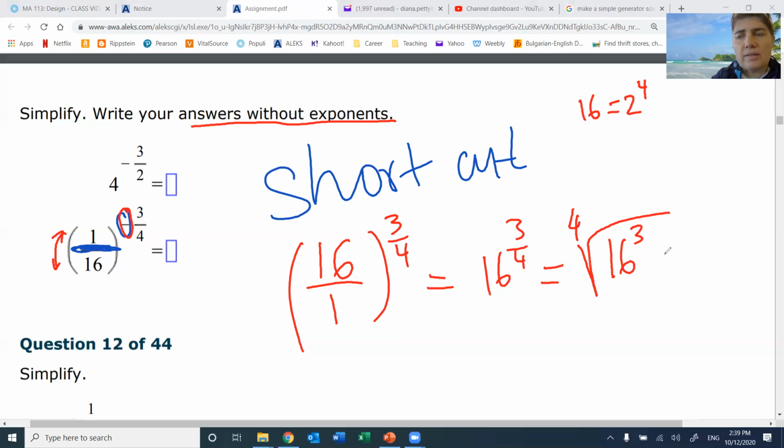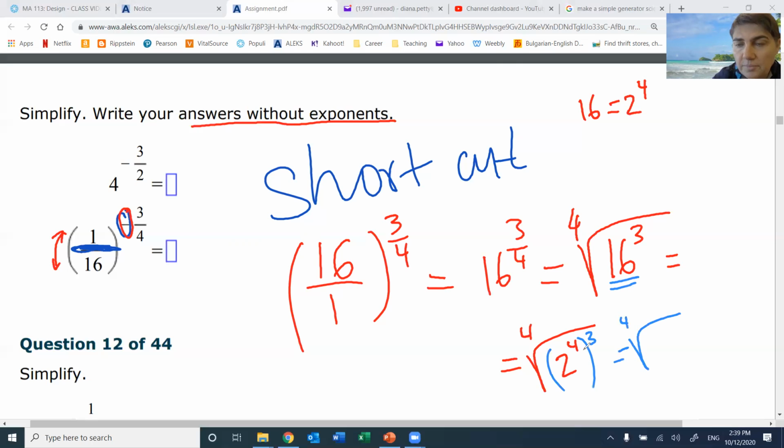You can figure out later. So when you do this, essentially you're having the 4th root of, instead of 16, I'm going to write 2 to the power of 4, and the whole thing was cubed, right? Nothing happened to the cube. I just substituted 16 with 2 to the 4th. So now we have the 4th root of 2 to the power of 12.